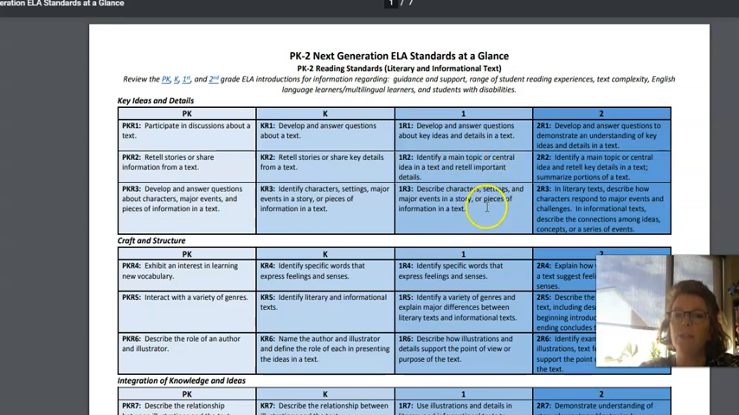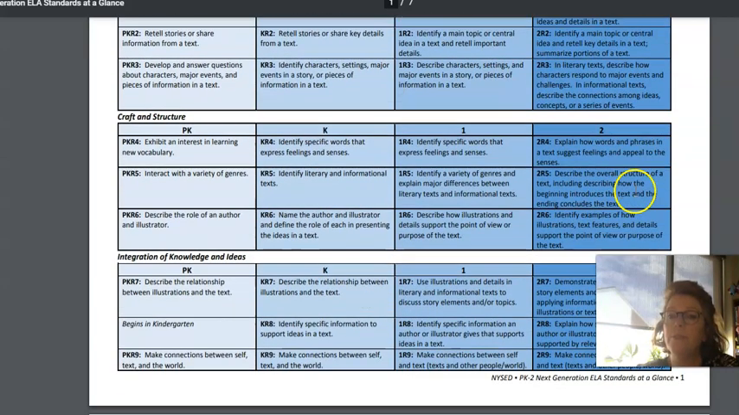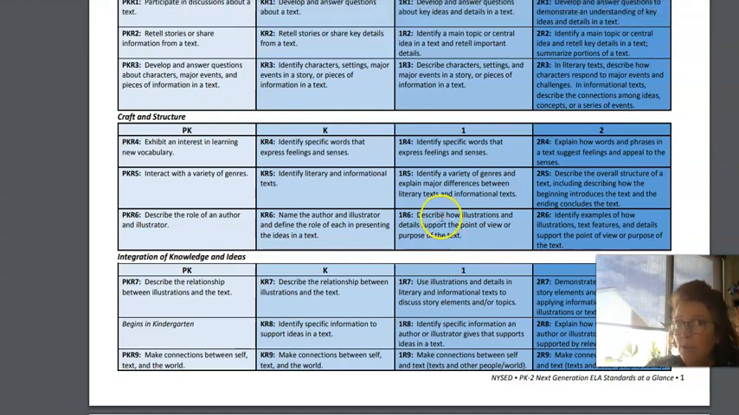Identify a main topic, describe characters, setting, that one's good. Describe how characters respond to major events, this one's good. Identify a main topic or central idea, key details. Explain words and phrases. And so we're going to look through here till we find at least 2 really good standards that our lesson will try to meet.